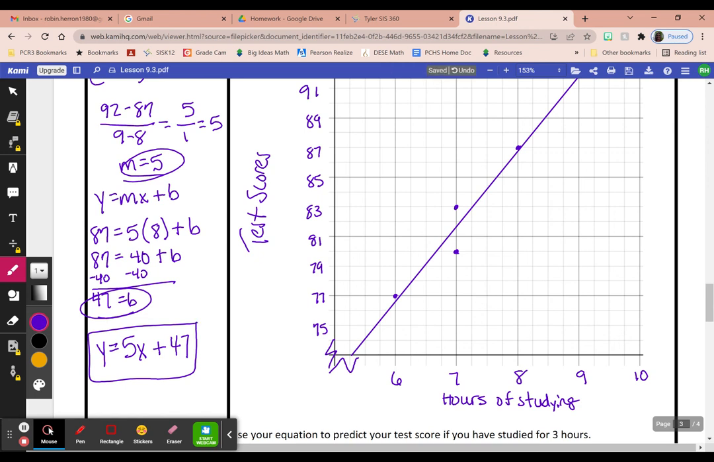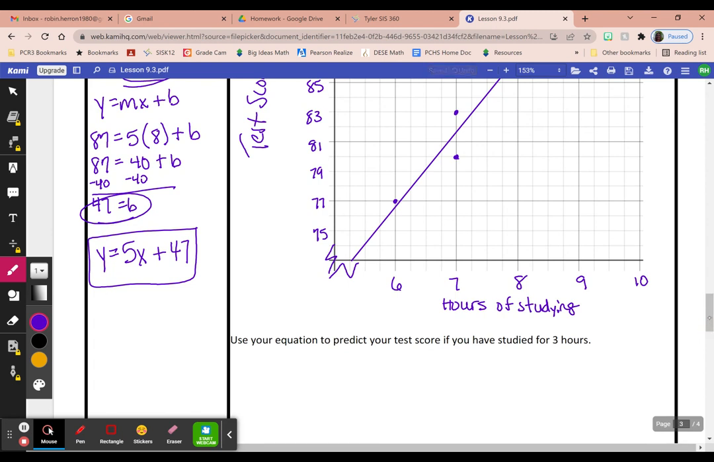Okay, so then the last part says, use your equation to predict your test score if you have studied for 3 hours. So 3 hours is x, so I'm going to use my equation, and I'm going to plug in 3 for x and figure out what my test score might be. So this would be 15 plus 47, and 15 plus 47 gives me 62. So if I only study for 3 hours, I'm still going to get a D. So better study for longer.